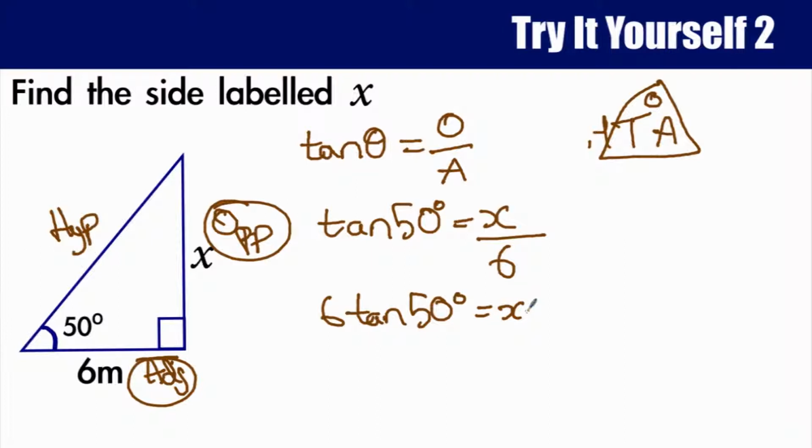So if I enter it now, 6 tan 50, it equals 7.15 to the nearest 2 decimal places. So finally, our final answer is x equals 7.15 meters.